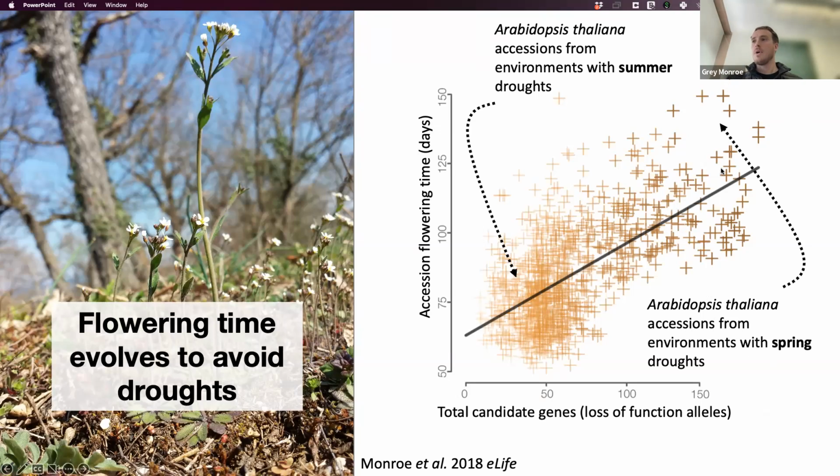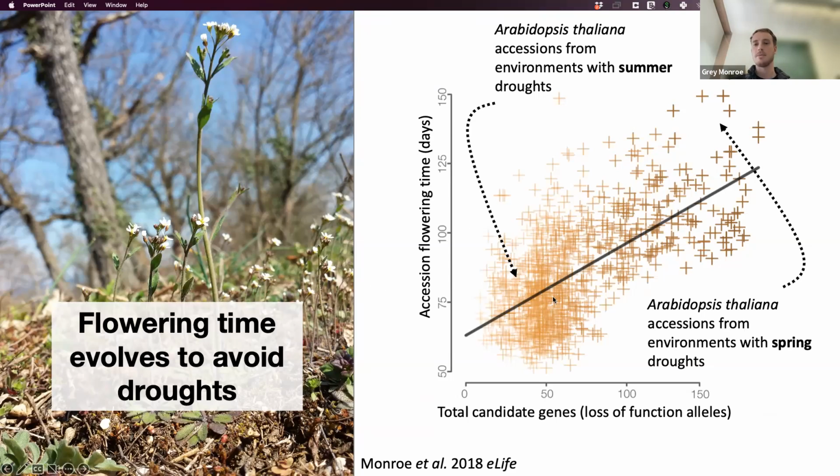So why does this matter? Why is this useful? What this demonstrates is that we can look at climate gradients. We can study natural populations from across climate gradients, which allows us to discover genes that are important for traits such as flowering time that confer some adaptation to something like drought.